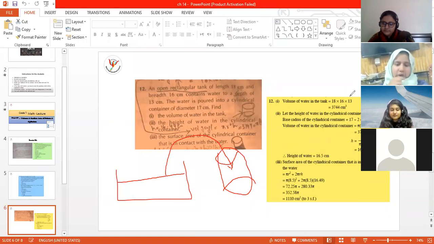Ma'am, we will write pi r square h is equal to 3744 centimeter cube, and we will solve it. Yes, definitely. The height will be solved by this method.